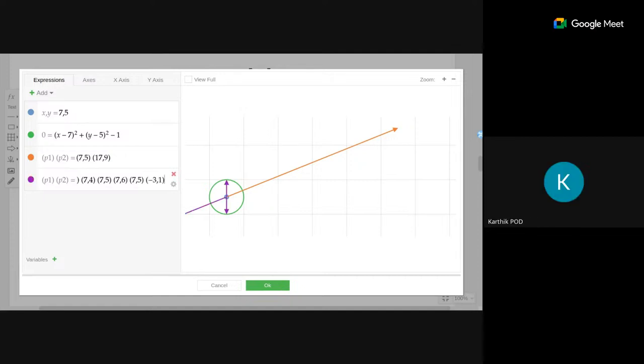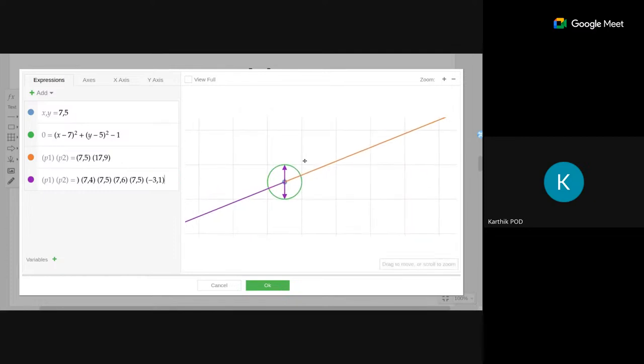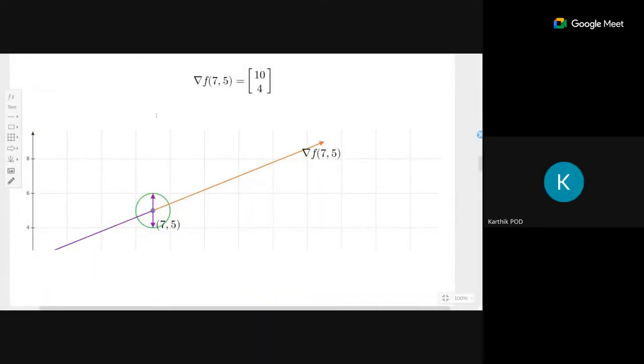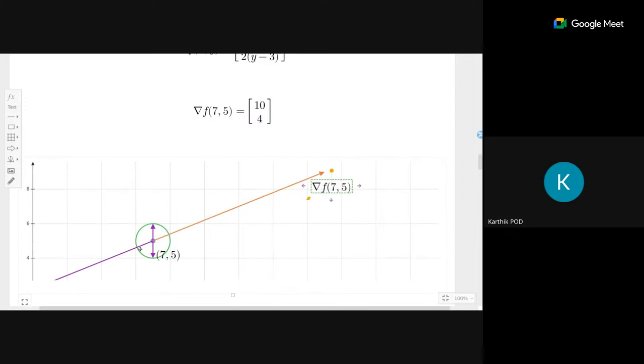Okay, so you have to normalize this, but then that was also not okay. But I hope you get the idea. So I'll just stick with the idea. So these are three directions that I have drawn. Now among these three, are you able to see that this one which is pointing in the opposite direction is the one which will reduce the function's value the most?